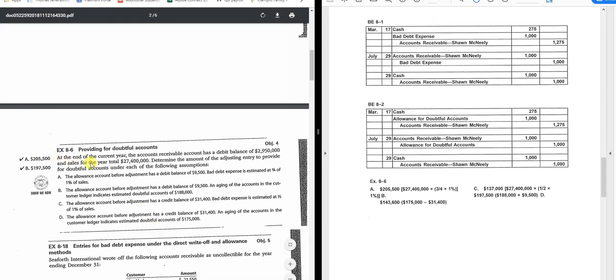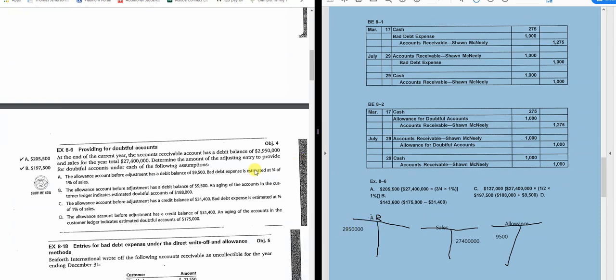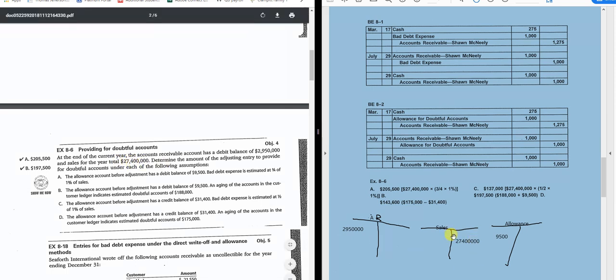Okay. At the end of the current year, the accounts receivable account has a debit balance of $2,950,000. I'm going to pause it. So I did the T accounts here. Accounts receivable has a debit balance of $2,950,000. Sales has $27,400 (thousand), which is a credit, and the adjusting entry is provided under the following assumptions. Okay, so the allowance account before adjustment has a debit balance of $9,500.